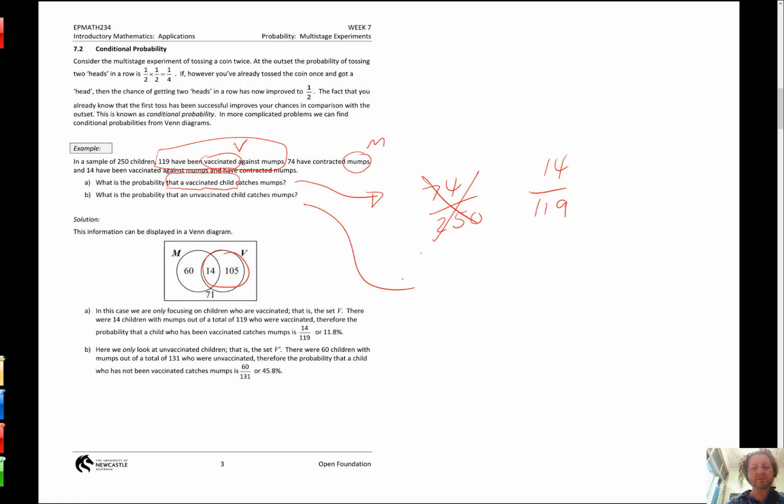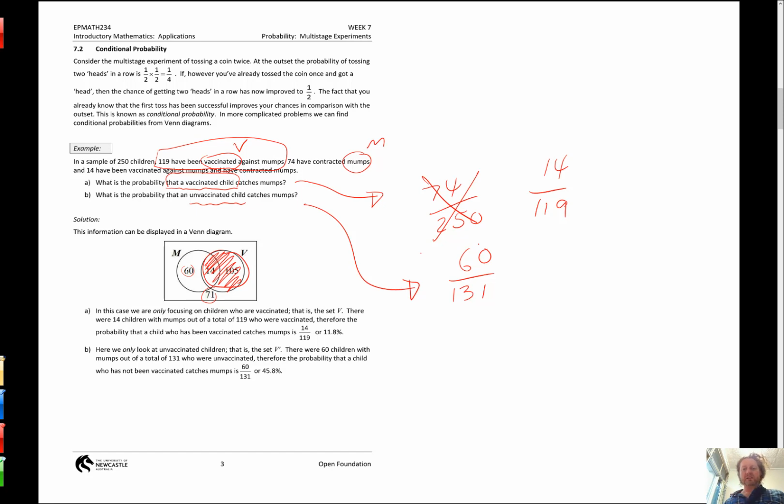Similarly, the second question. What is the probability that an unvaccinated child catches mumps? We're only talking about the unvaccinated. If V contains all of the vaccinated children, the unvaccinated children must be everything else. What have we got? Everything else, 60 and 71, well, that's 131. So out of those 131 unvaccinated children, how many of them got mumps? Well, 60. Out of these 131, 60 got mumps, 71 didn't. So 60 on 131. There's my conditional probability.